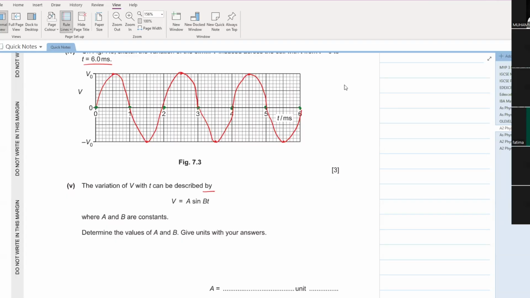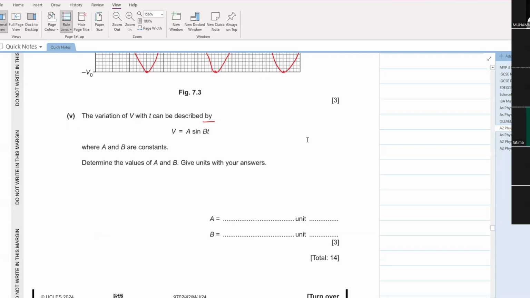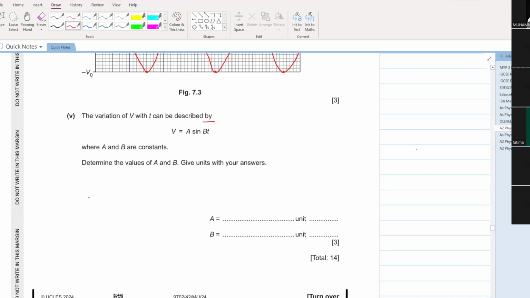No questions, I guess. A and B are constants. Determine the values of A and B. Now, if you remember from alternating current, your alternating voltage equation was equivalent to what? V is equal to V naught sine WT.